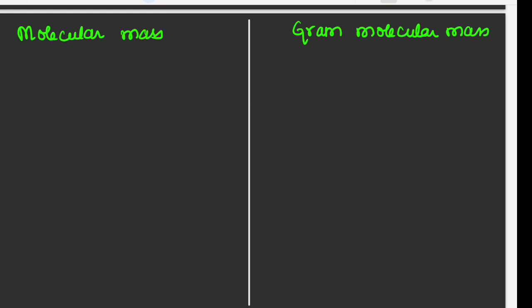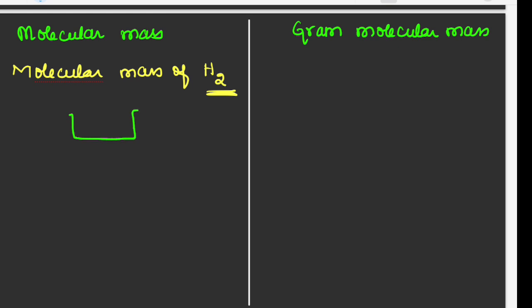Again we will take one example to understand this. Suppose a question is asked like this: what is the molecular mass of hydrogen? Here, molecule means more than 1 atom should be present. So 2 hydrogen atoms are present here. Again imagine we are going to take a beaker, and in the beaker we are going to take hydrogen molecule. A hydrogen molecule will have 2 atoms of hydrogen present.